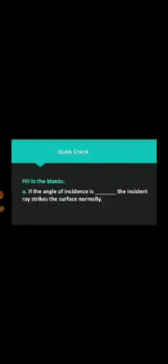Okay students, let's go to next slide. Now we will do some question answers. Students, let's see how many of you can answer these questions. The first question is, if the angle of incidence is dash, the incident ray strikes the surface normally.